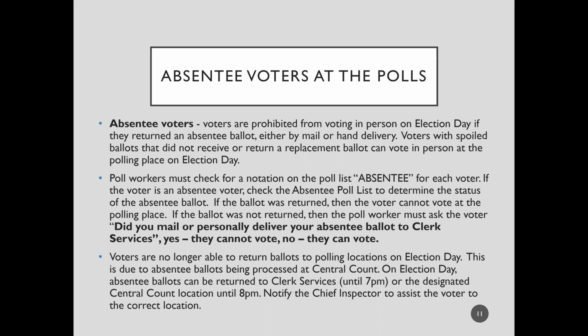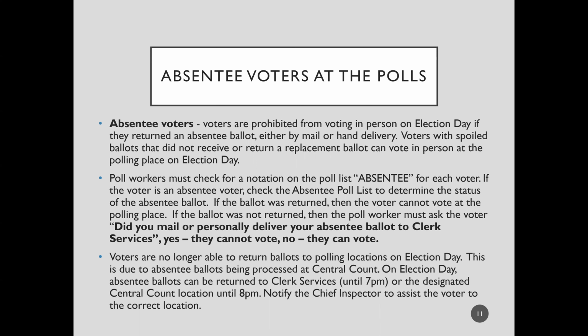Poll workers must check for a notation on the poll list, "absentee," for each voter. If the voter is an absentee voter, you can check the absentee poll list to determine the status of the absentee ballot. If the ballot was returned, then the voter cannot vote at the polling place. If the ballot was not returned, then the poll worker must ask the voter, did you mail or personally deliver your ballot to clerk services? If they say yes, they cannot vote. If they say no, they are allowed to vote.